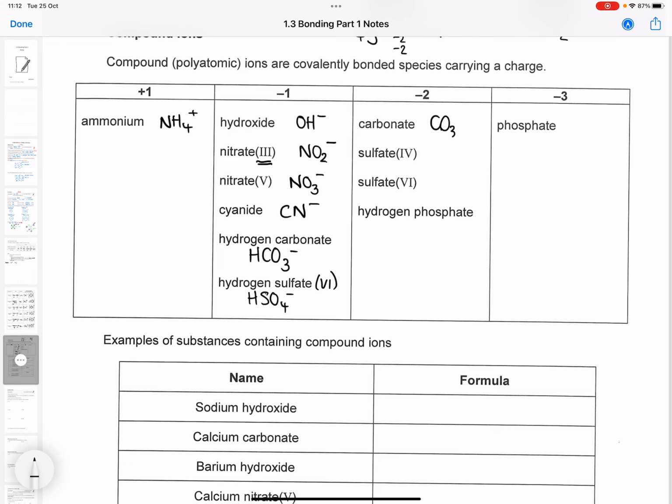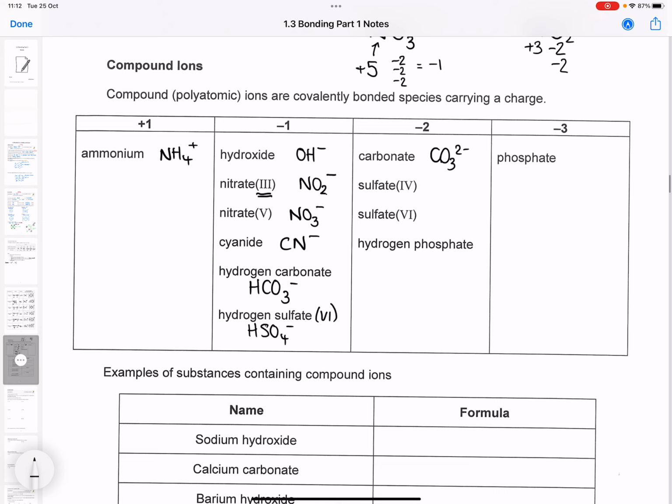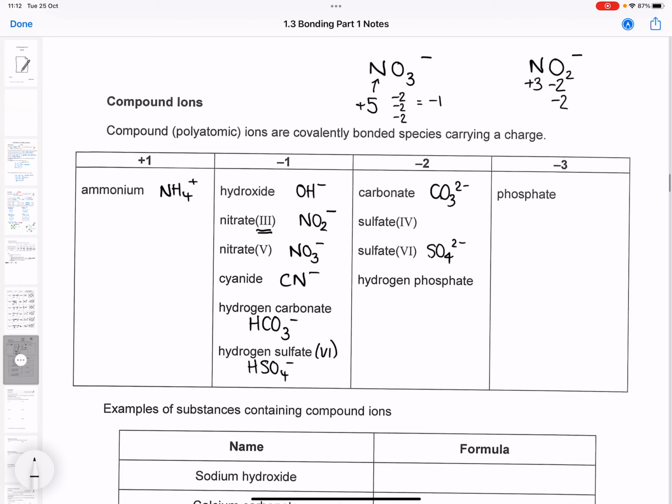Carbonate, you should remember, is CO3 2 minus. Now we come to these Roman numerals again. The sulfate that you know is sulfate(VI), and it looks like this. Let's have a look at that, SO4. All sulfates are always minus 2. So the 6 means that the sulfur was plus 6, and we can see that if we take away 4 lots of minus 2 from plus 6, we get to minus 2.